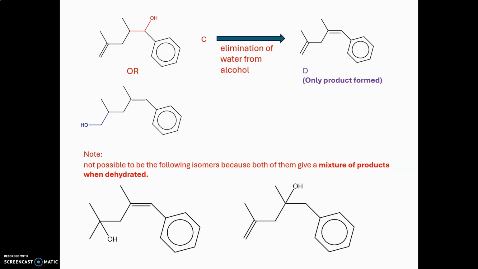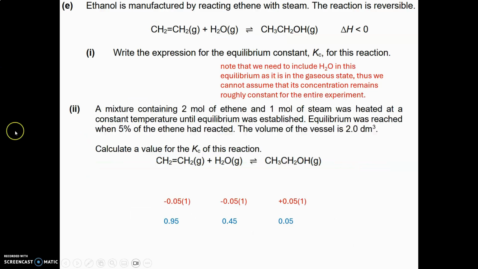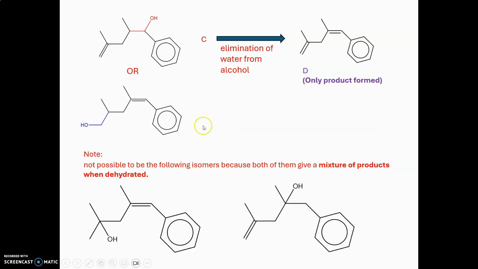So there are possible structures of C. There are two possible structures of C, in fact. So we know that C is an alcohol. After we eliminate water from the alcohol, it forms D as the only product. Keyword here, only product. So you can put the OH either onto this terminal carbon or onto this carbon, such that there is only one place where the double bond can be formed for D.